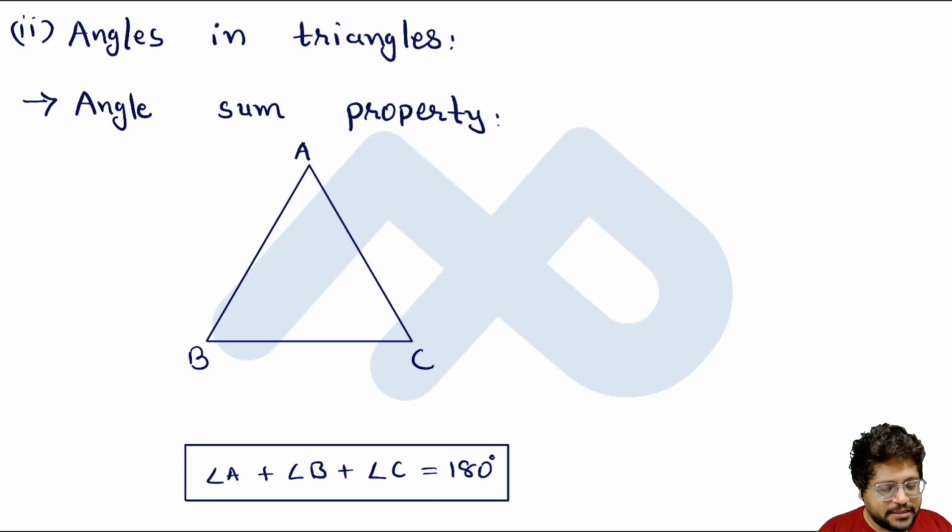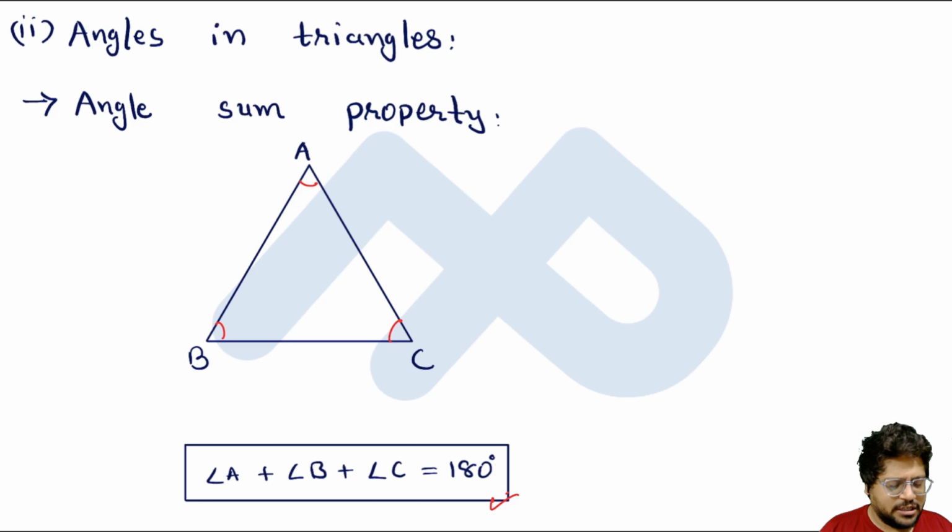So that says that the sum of all interior angles of the triangle, you see on the screen there is triangle ABC drawn. So this ABC has three interior angles, angle A, angle B and angle C, and the sum of all these interior angles is always 180 degrees.